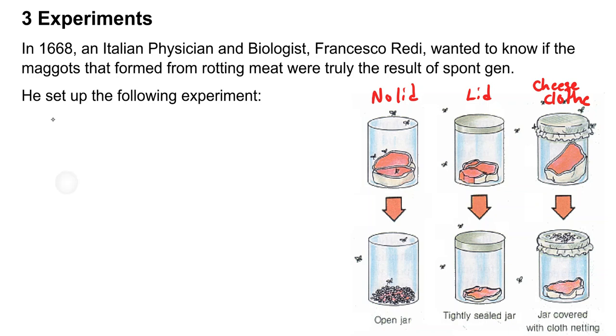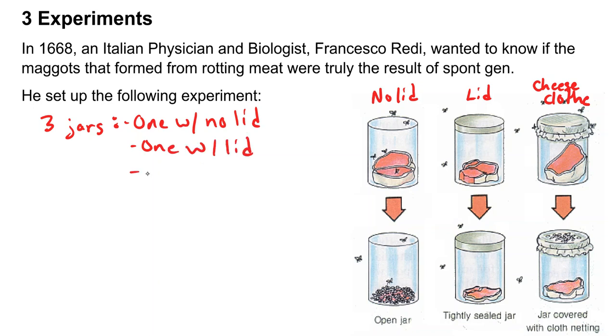So what did he do? He set up 3 jars. Remember, this is a simplification. So 1 with no lid, 1 with a lid, and then 1 with cheesecloth. I'm going to use no E here just to hit both. I don't know if it's correct, whatever.